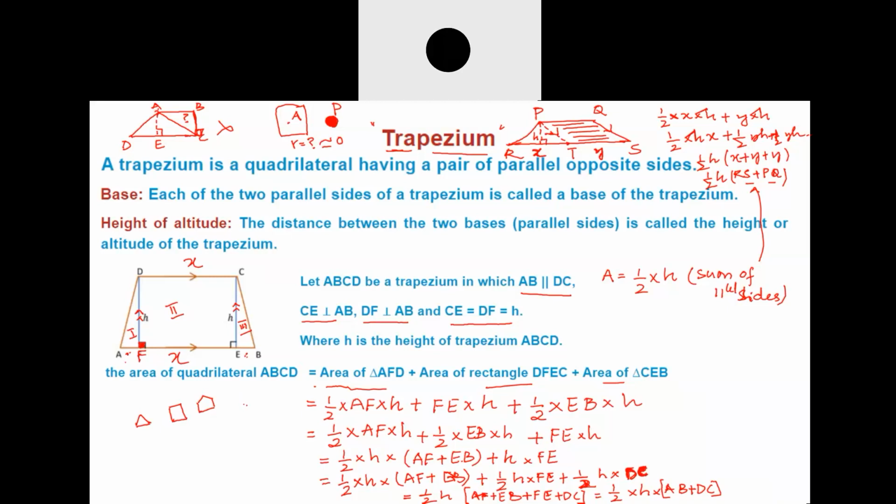Sir, each and every point on the circumference is considered as a side then, isn't it? All the points on the circumference will be the side of the circle.